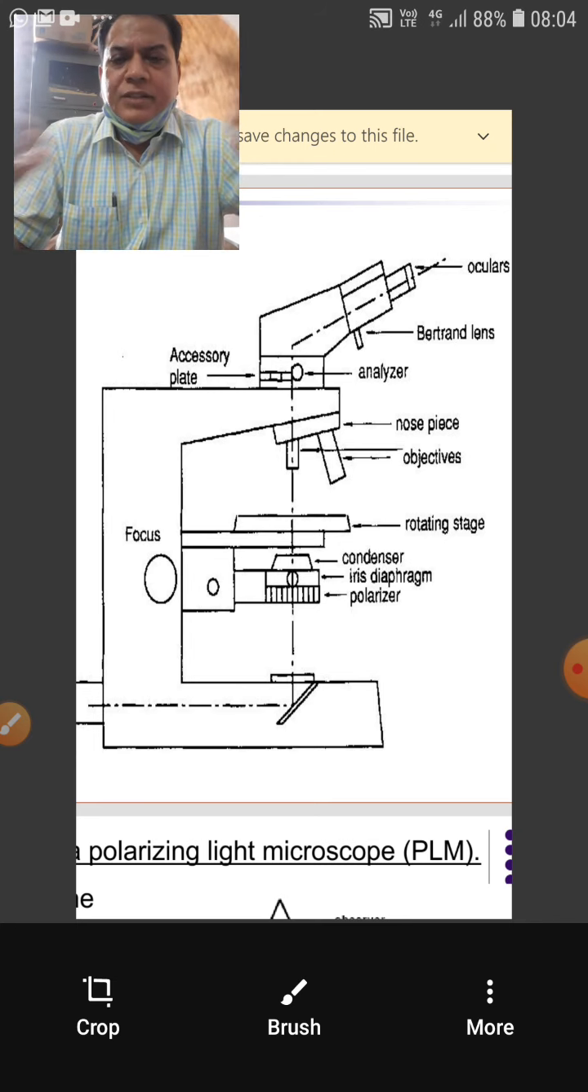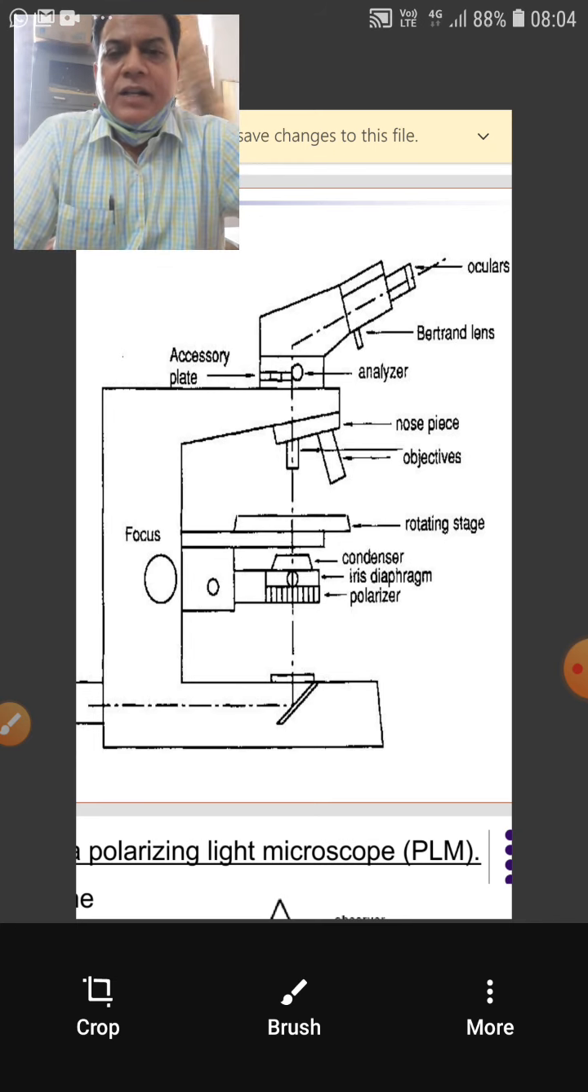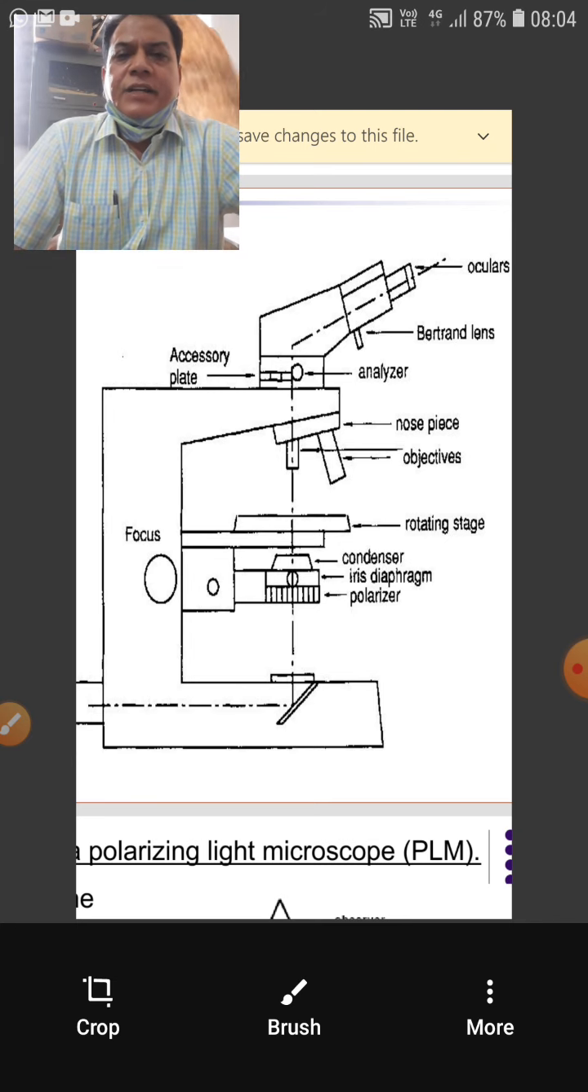In my further classes or further videos, I will describe in detail the identification of different rocks under the microscope.